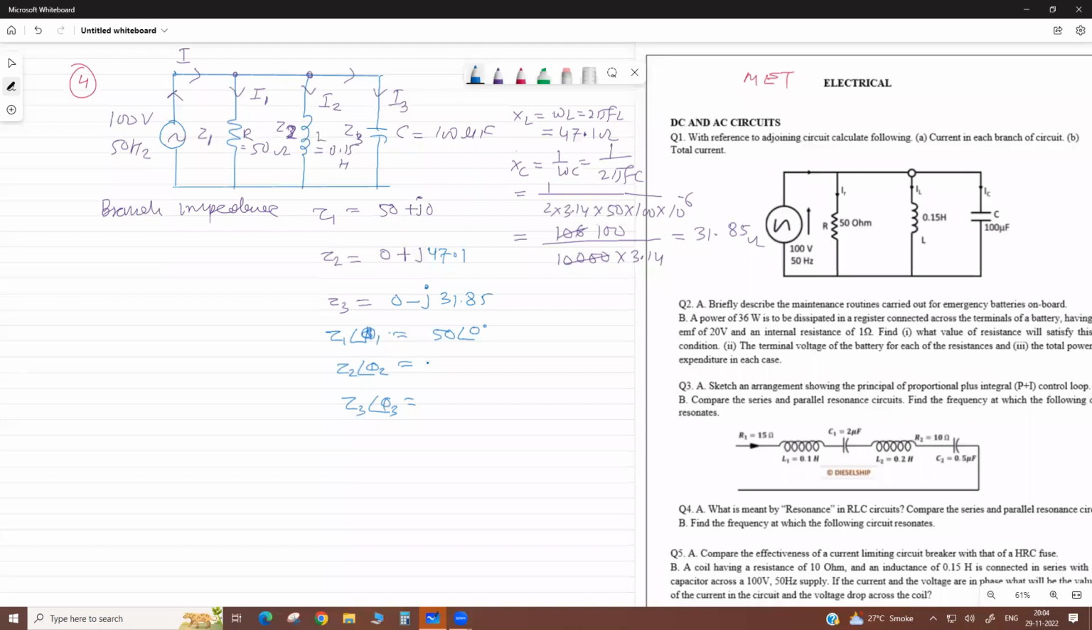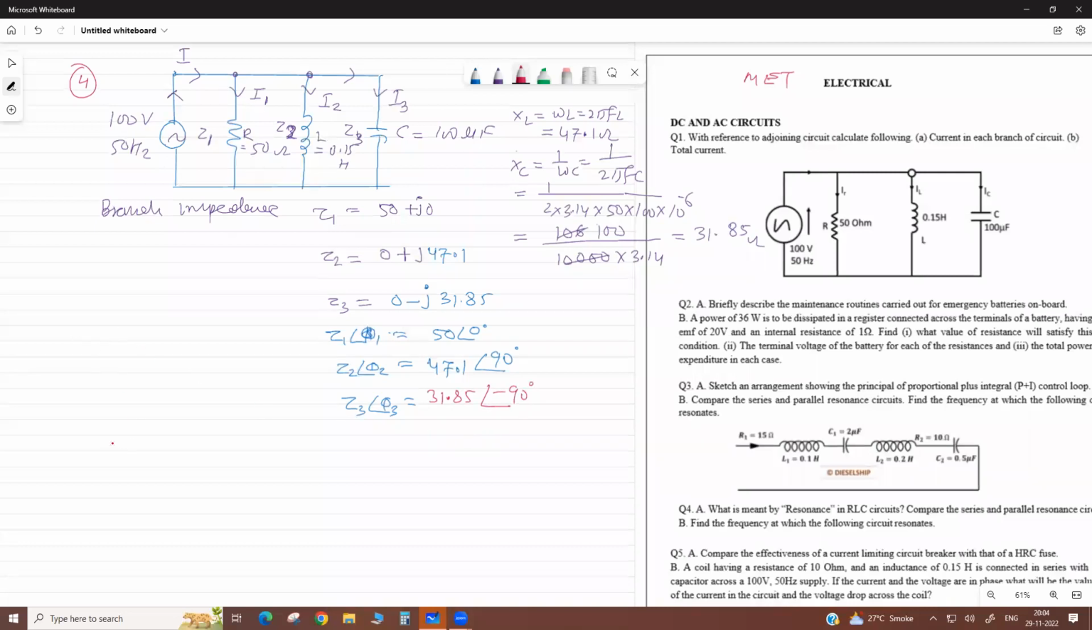Okay, so it comes 47.1 angle 90 degree, and here it comes 31.85 angle minus 90.